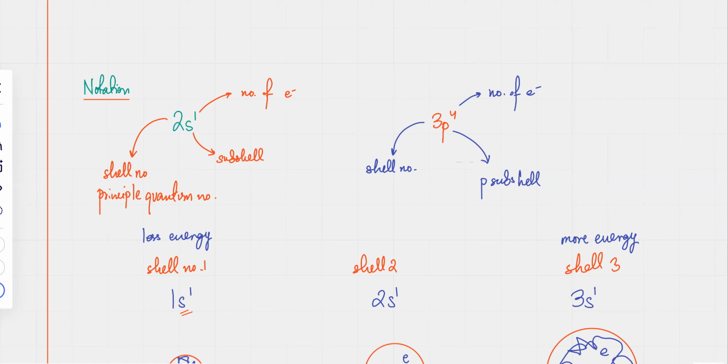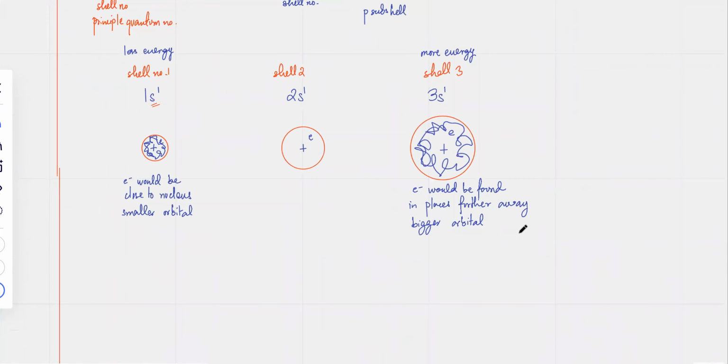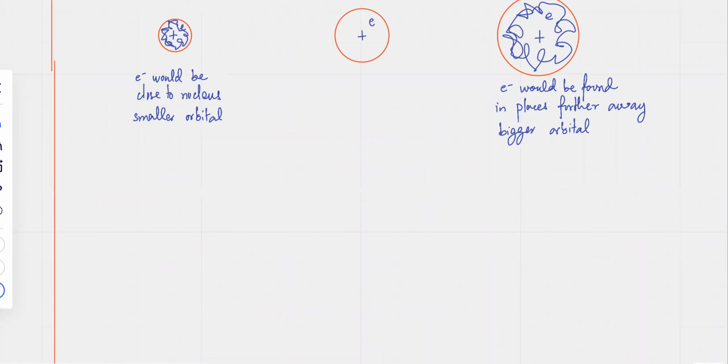Okay, is this clear? Anna, is this clear? Nabila, Alicia, is this clear? Yes, sir. Yes.